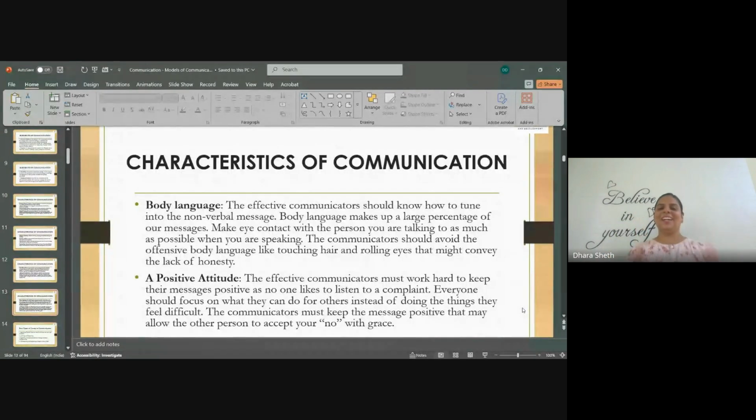So the correct body language is very important in communication. If you are talking to a friend and doing this, that is okay.